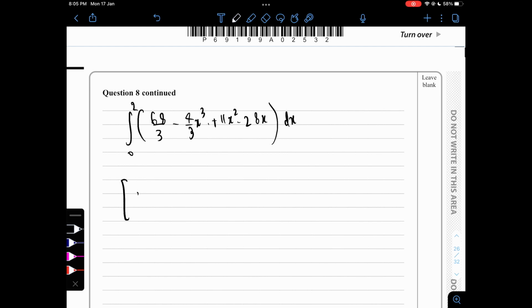Okay, so now we can just integrate it. So this will just be 68 over 3 x. Then plus 1 divided by 1, plus 1 divided by 1. That would be x to the power 4 over 4. Or is it x to the power, wait, is it? No, x to the power 4 over 3. Let's just do 4 over 3 multiplied by x to the power 4 over 4, and we can simplify later. Plus 11x cubed over 3 minus 28x squared over 2, between 2 and 0. Let's now simplify.